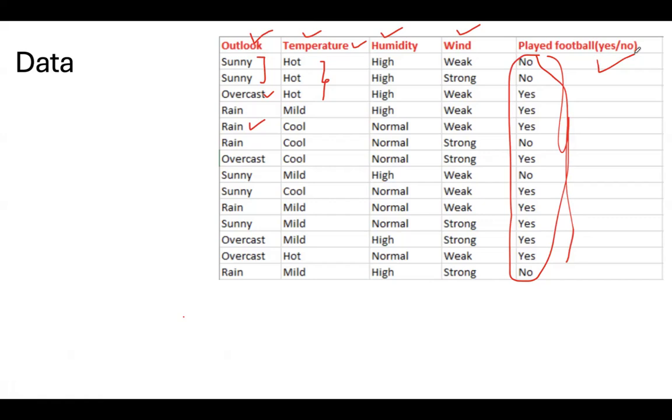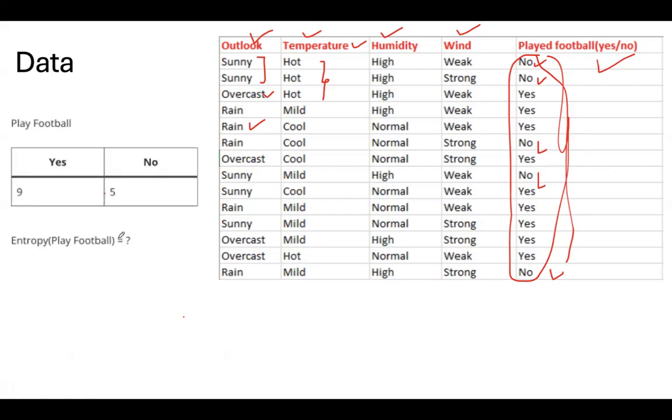How many nos are there and how many yeses are there? You can very easily count that. You can see that, okay, 1, 2, 3, 4, and 5. You have got 5 nos and the remaining are yeses. The total instances that you have got are 14 in this particular case. So you have got 9 yes and 5 no.